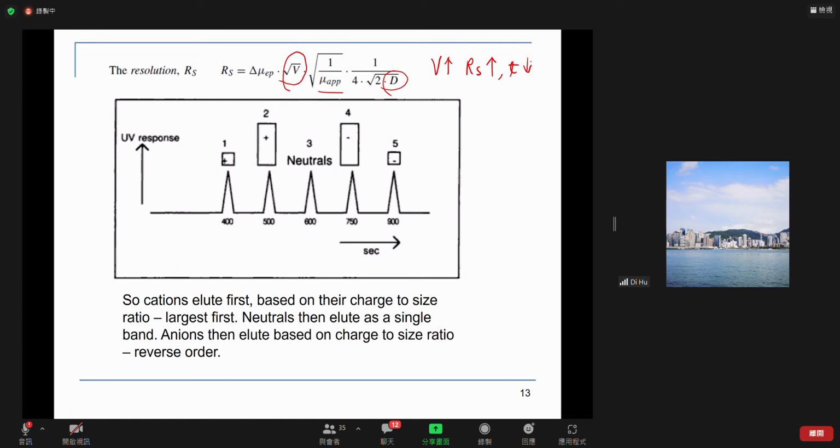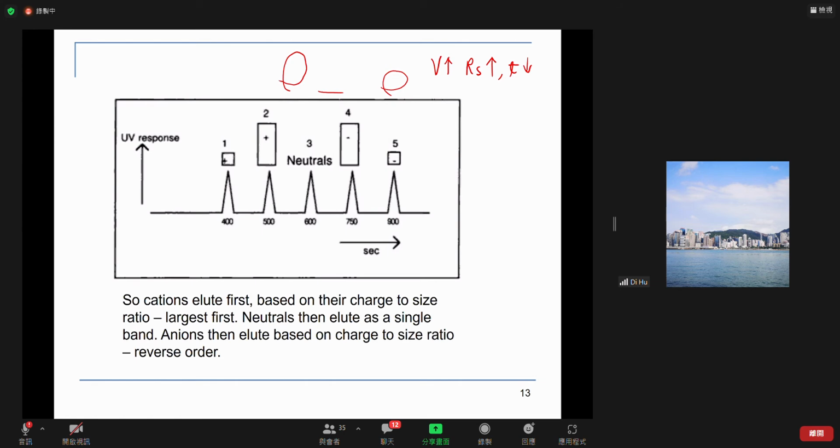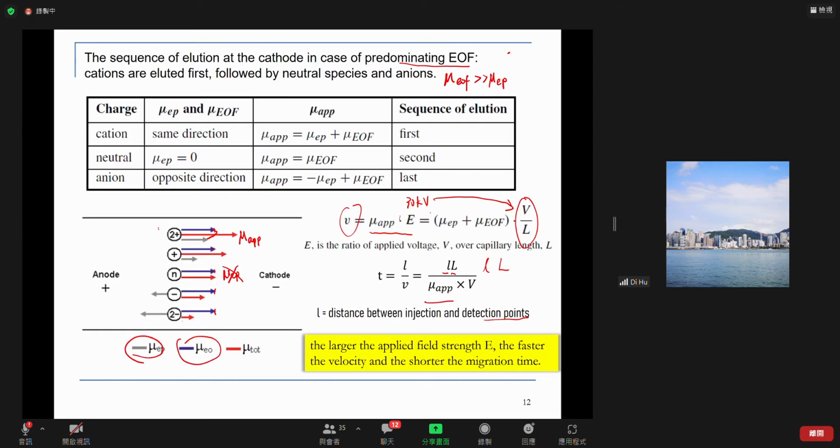So does that mean the higher the voltage, the better? Can we just keep increasing the voltage? Think about whether that's reasonable or not. Well, think about it and we'll see. We now know the relationship between the migration time, the voltage, and the apparent mobility. Now let's think about some questions together.